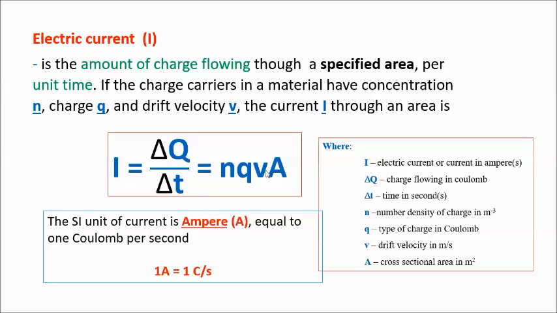Now, what is this drift velocity? This is the average uniform velocity acquired by free electrons inside a metal by the application of an electric field, which is responsible for current through it. And of course, A is for the cross-sectional area of the conductor. The SI unit of current is the ampere, capital A, and this is equal to 1 coulomb per second. So 1 ampere again is equivalent to 1 coulomb per second.